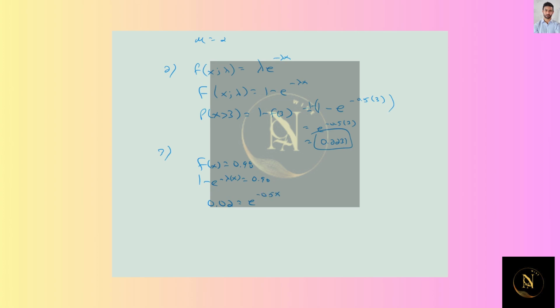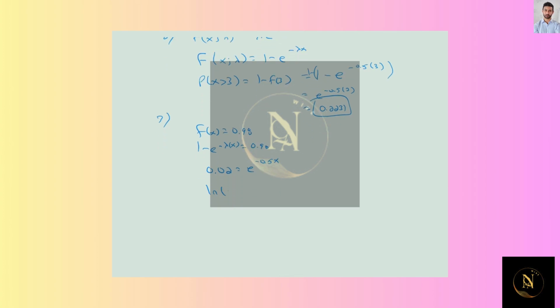I'm going to substitute now that lambda is 0.5, so that's negative 0.5x. Take the natural log of both sides, and then divide by negative 0.5. The natural log of 0.02 over negative 0.5 is 7.82, and that would be in years.